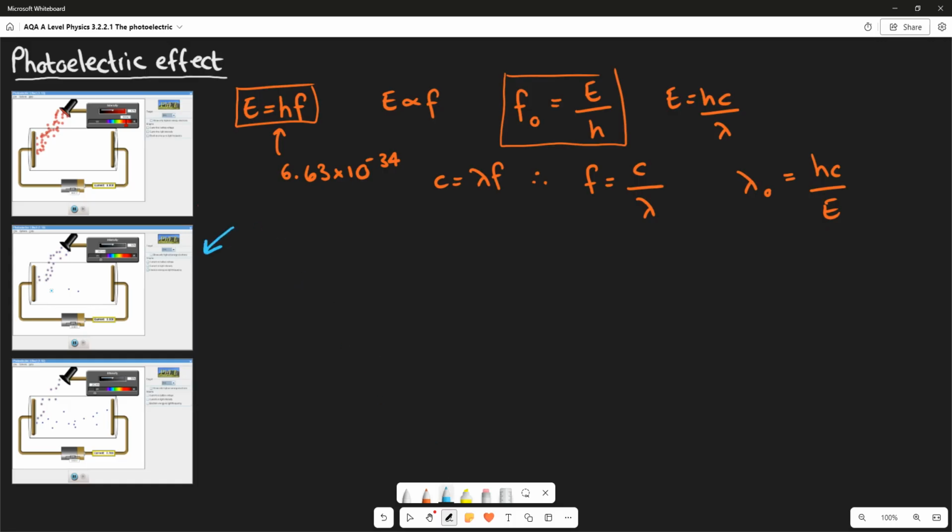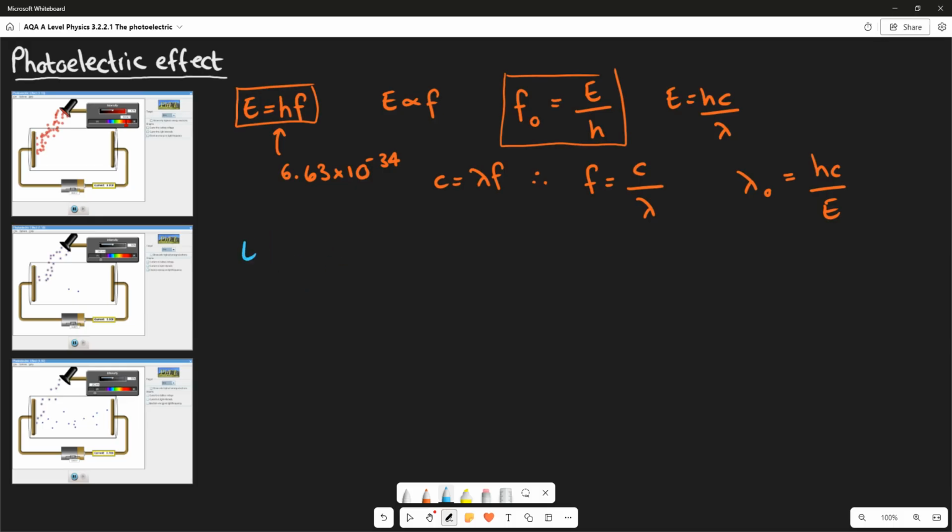In this diagram here, we have photoelectrons being released. And that's because the electron at the surface of the metal is absorbing higher energy photons. The photon is being absorbed by the electron, and the electron is able to escape the metal. Remember that it is one photon being absorbed by one electron.